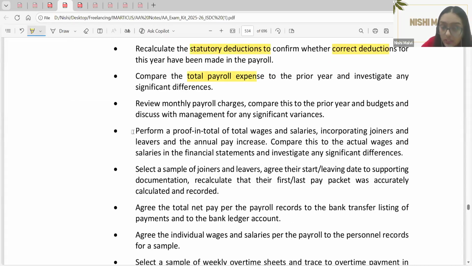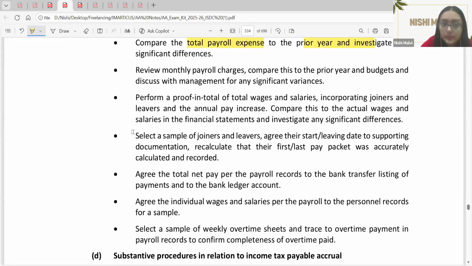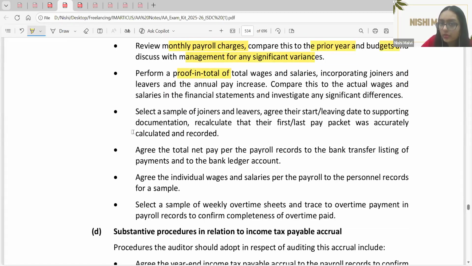Compare the total payroll expense to the prior year. How much is the difference, right? Review the monthly payroll charge, compare with prior year and budgets, and discuss with the management any significant variance. Everything is similar. Check the proof in total wages and salaries, incorporate any joiners, leavers, and how much is the annual pay increase. Whenever there is a pay increase, you'll always check whether the pay increase is correctly recorded or not. Compare the actual wages in the financial statement and check for any differences.